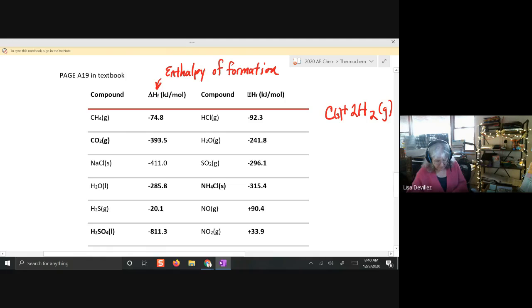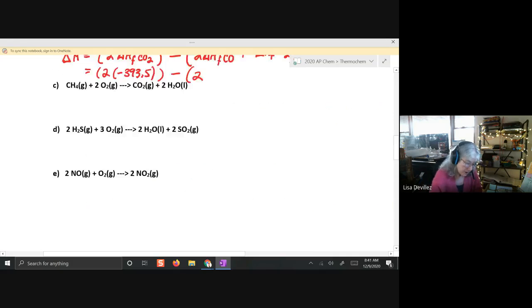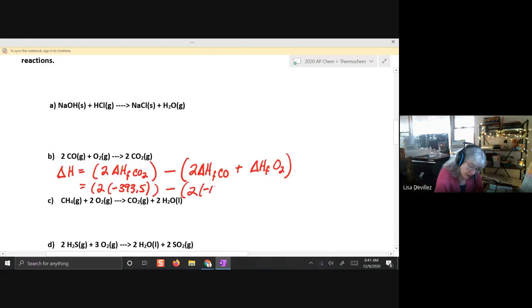Okay, so again, back starts on A19, and they're sorted alphabetically by the primary element. So carbon monoxide is going to be minus 110.5. So 2 times negative 110.5, and then plus the delta HF of oxygen gas, which is going to be 0.